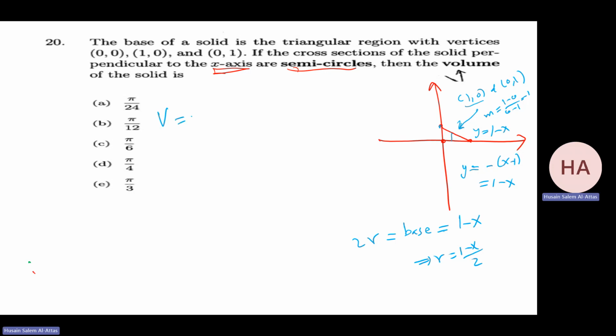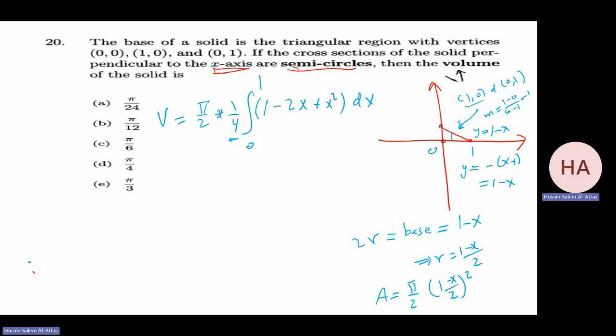What will be the volume? And what is the area first? The area will be pi over 2 times r squared. Okay, so the volume will be pi over 2 times 1 over 4, from 0 to 1 of this square. Now 2 squared is 4, I took it outside. So I have 1 minus 2x plus x squared dx.